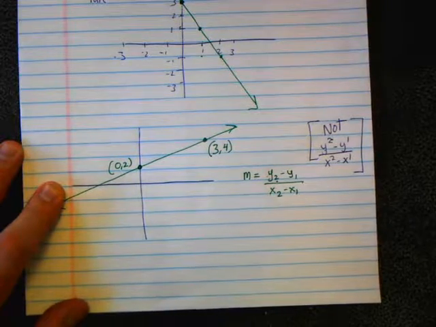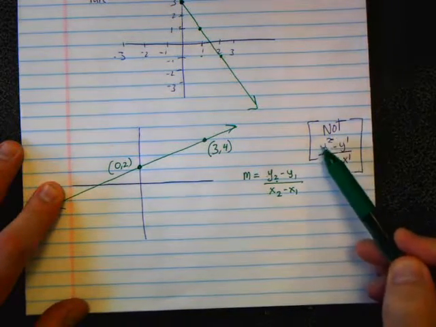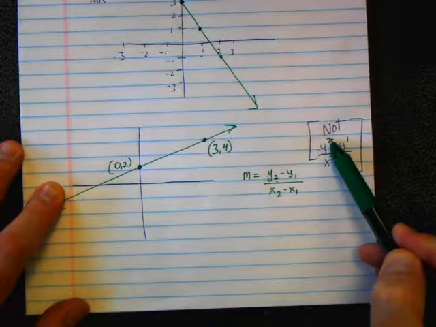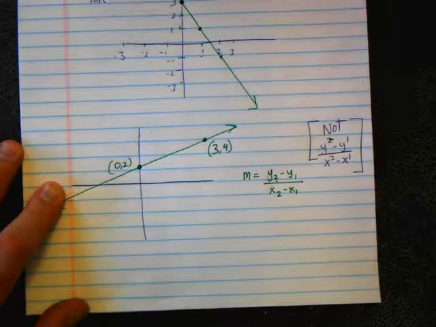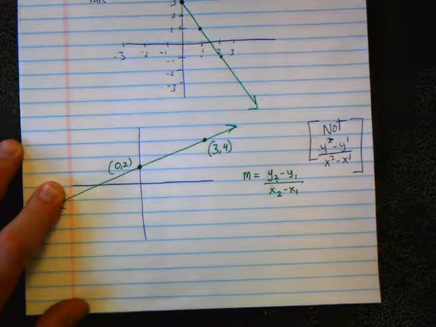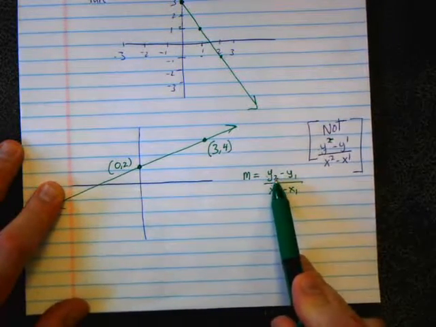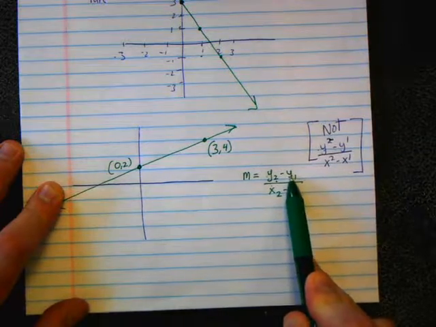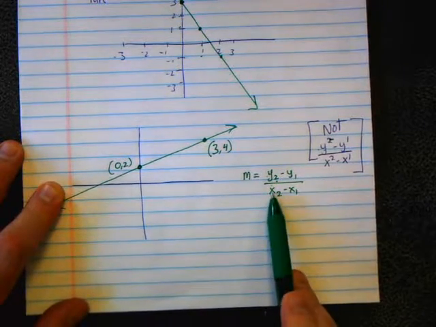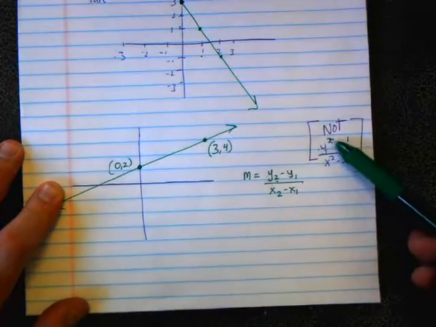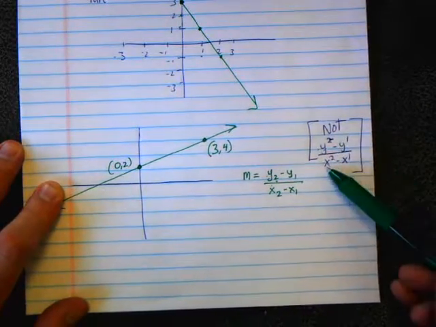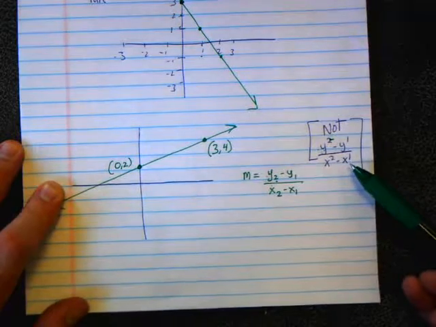The first one means y squared. And what does that one mean? It's a subscript, which means it's the second y number. Yeah, so this one means take the second y number minus the first y number. And this one means take the second x number minus the first x number. Where this one means take y squared minus y to the first, and take x squared minus x to the first. Very, very different things.